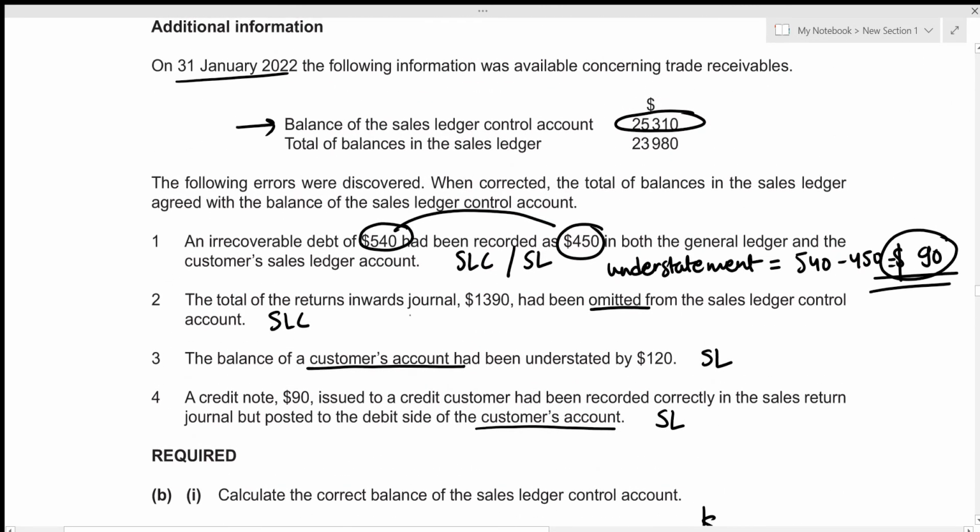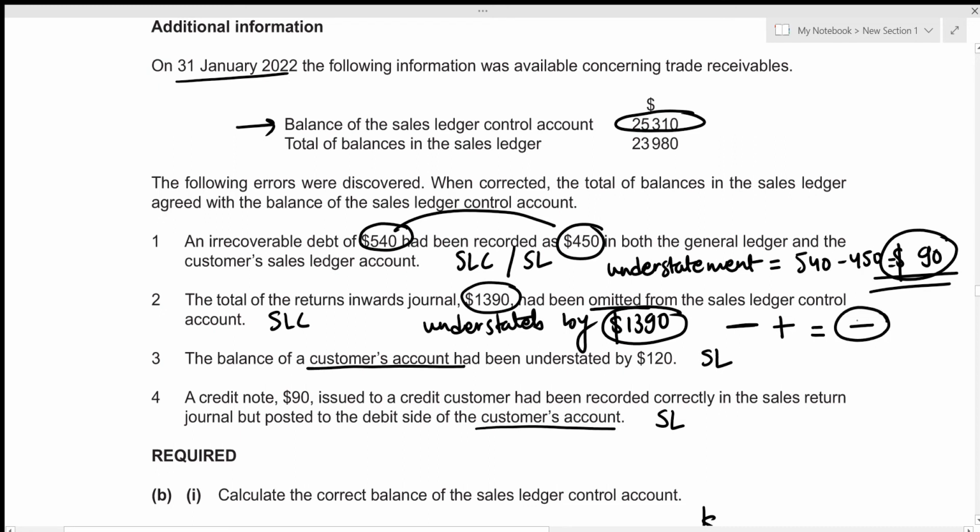The total of the returns inwards journal, 1,390, had been omitted from the sales ledger control account, meaning that the returns inwards had been understated by 1,390. And we know that returns inwards is something that reduces the balance on the sales ledger control account, right? So that's a negative. Then if it is understated, then we actually need to add this amount back, right? So let's add it. Then a negative and a positive will result in a negative, meaning that this balance of 1,390 should be deducted in order to figure out our correct total for sales ledger control account.